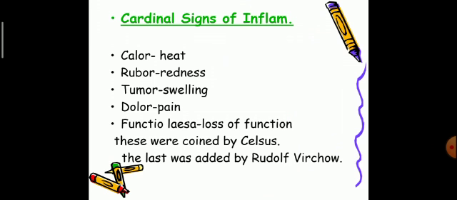So the cardinal signs of inflammation: first is calor, that is heat; rubor, that is redness; tumor, that is swelling; dolor, that is pain; and functio laesa, a loss of function. Calor, rubor, tumor, and dolor were coined by Celsus in the 1st century, and later on by Rudolf Virchow, functio laesa was added. That means loss of function.